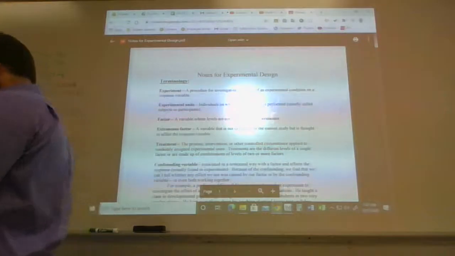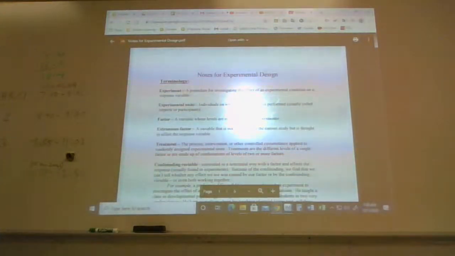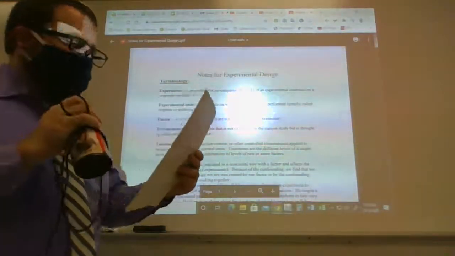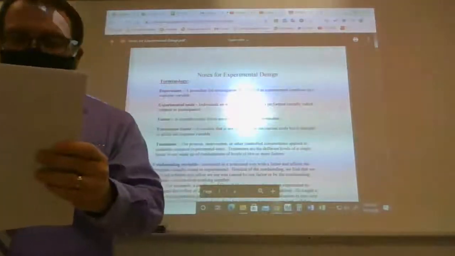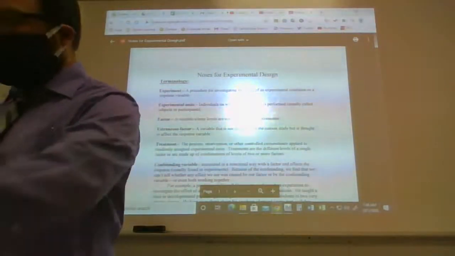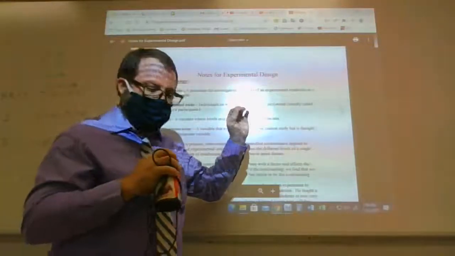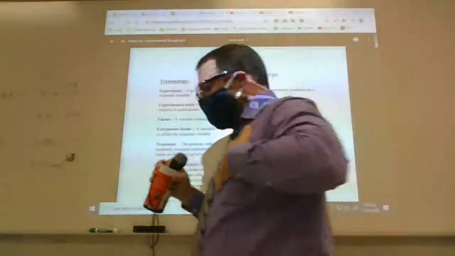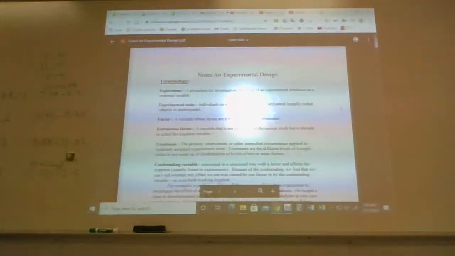And a treatment, I'm going to go to confounding much later, but a treatment is the process, intervention, or other controlled circumstance applied to a randomly assigned experimental unit. Treatments are of different levels of a single factor or made up of a combination of two or more factors. Now, that's going to make a little more sense once I draw my picture on the board. First, the washing machine thing. You'll see. But for my experiment, I just had two treatments.